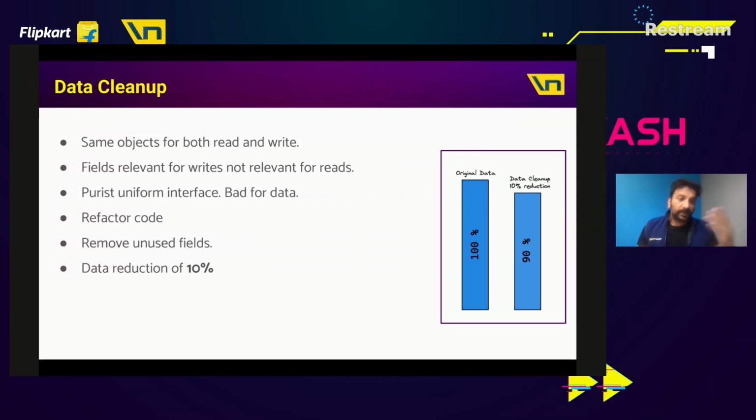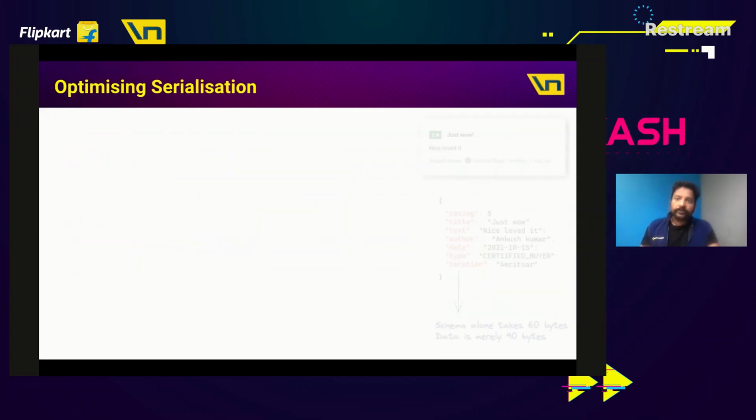Now, 10% is not a big number, obviously, but it is definitely big when you have to scale to 700 TB of data. It does matter. But this is just one strategy that we used. We will go into another strategy.